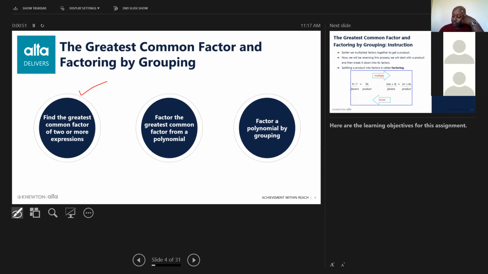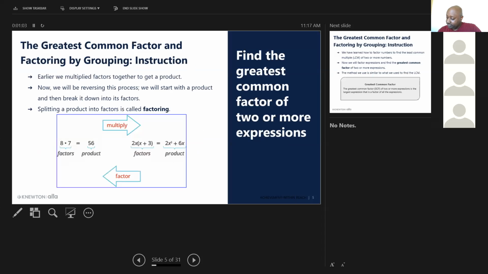Starting with find the greatest common factor of two or more expressions. And you saw the check mark, right? Yes, I see the check mark. Again, thank you all for being patient. All right.